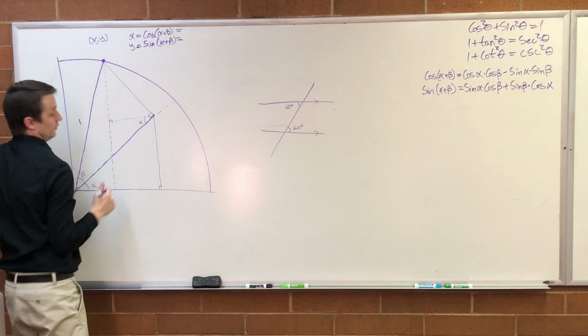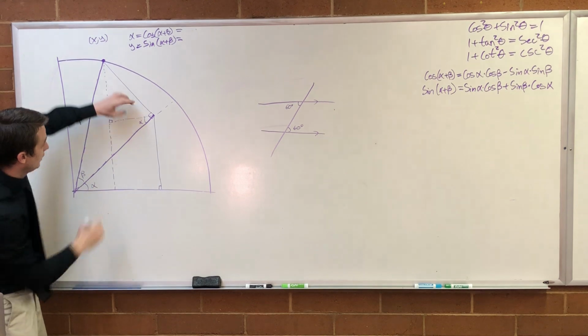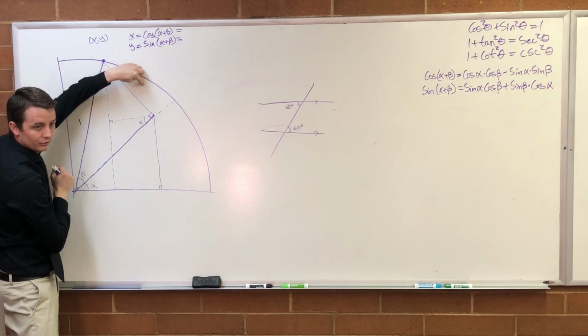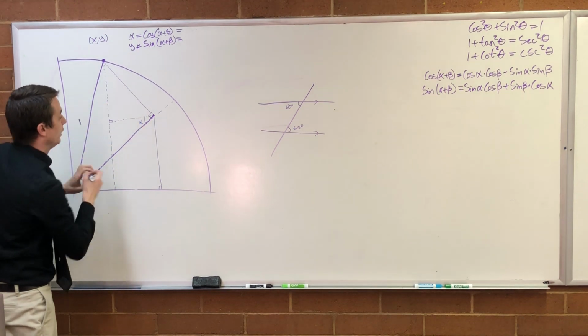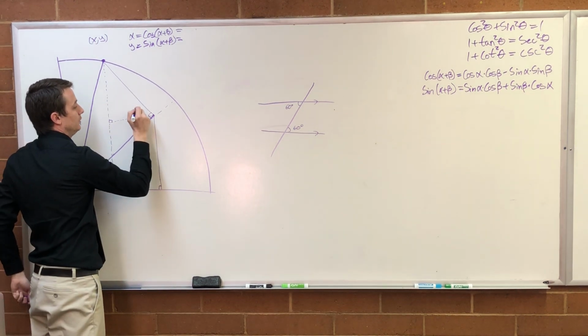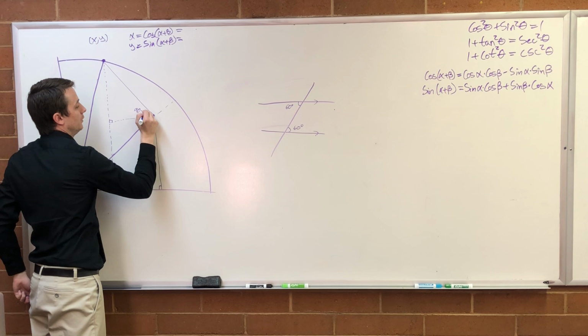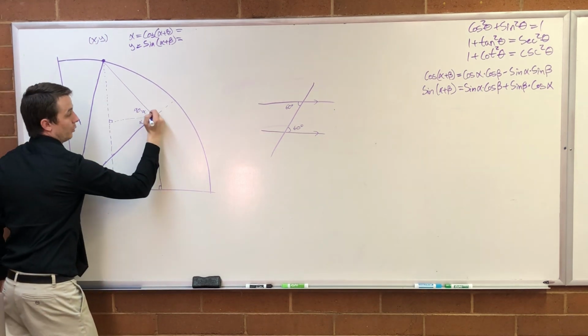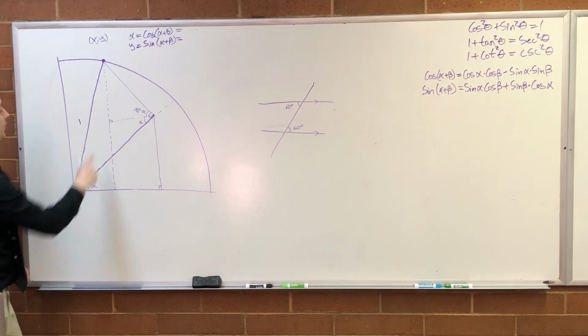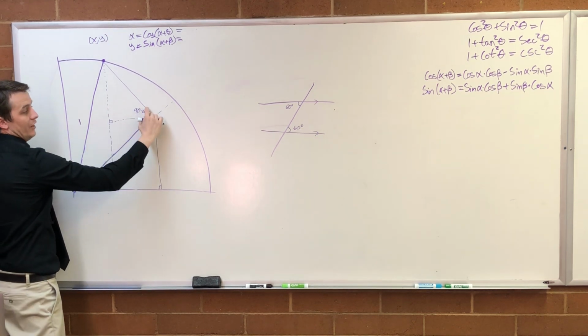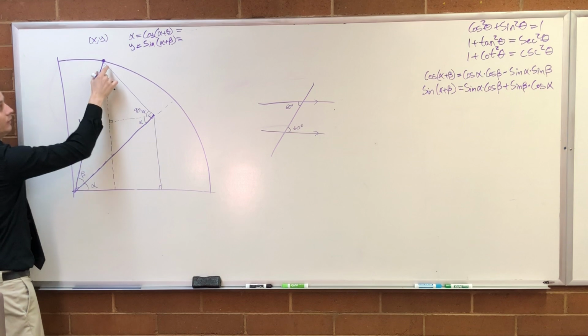was 90 degrees. Let me make sure everyone can see. This angle is 90 degrees, right? This portion of it is alpha, so this portion of it is 90 minus alpha. That's this portion right here. Okay. You with me? Now, if this is 90 degrees, and this portion's 90 minus alpha, what's this portion?